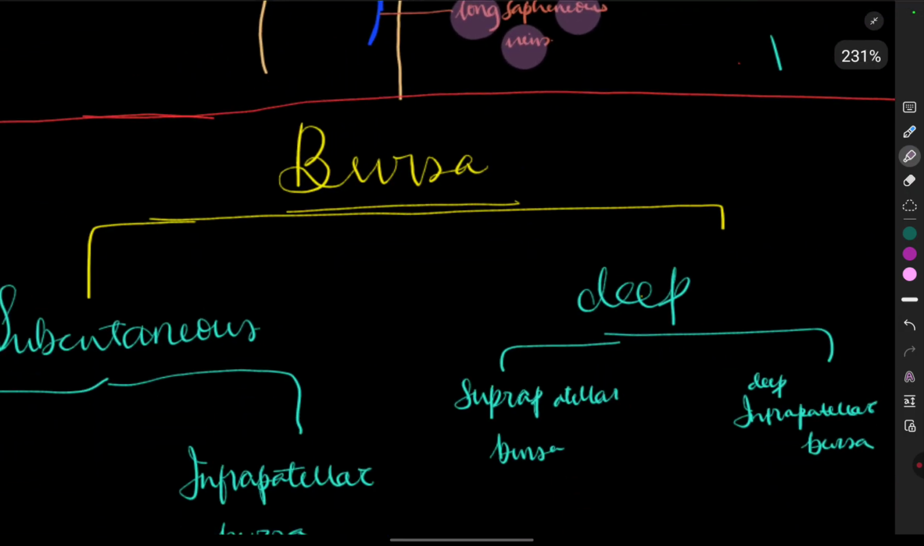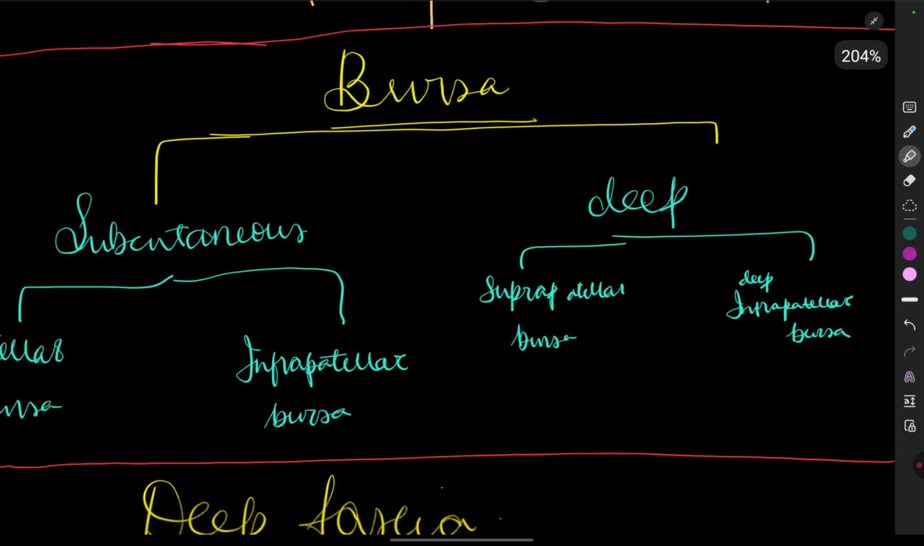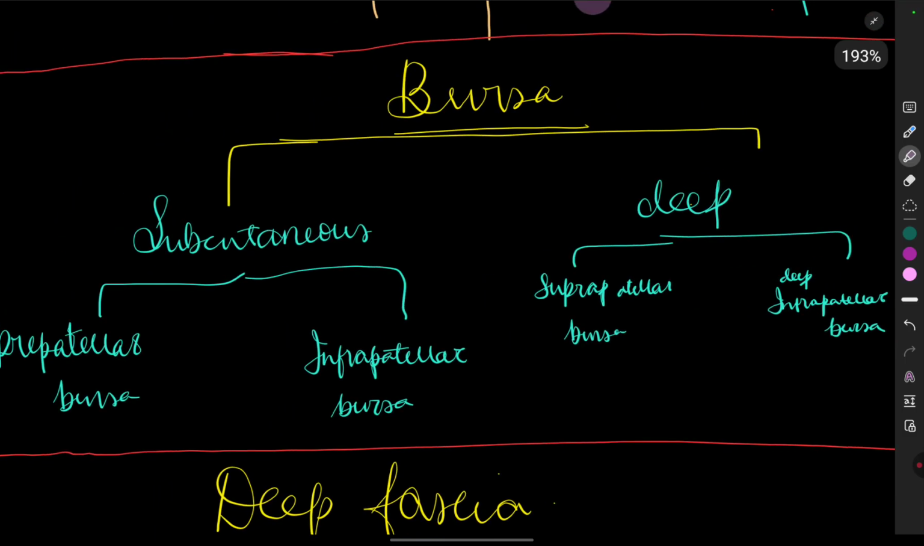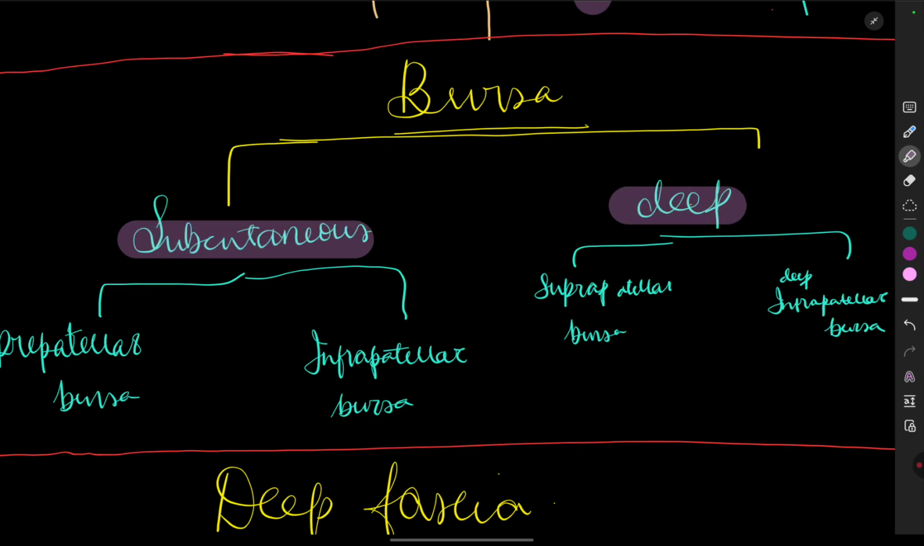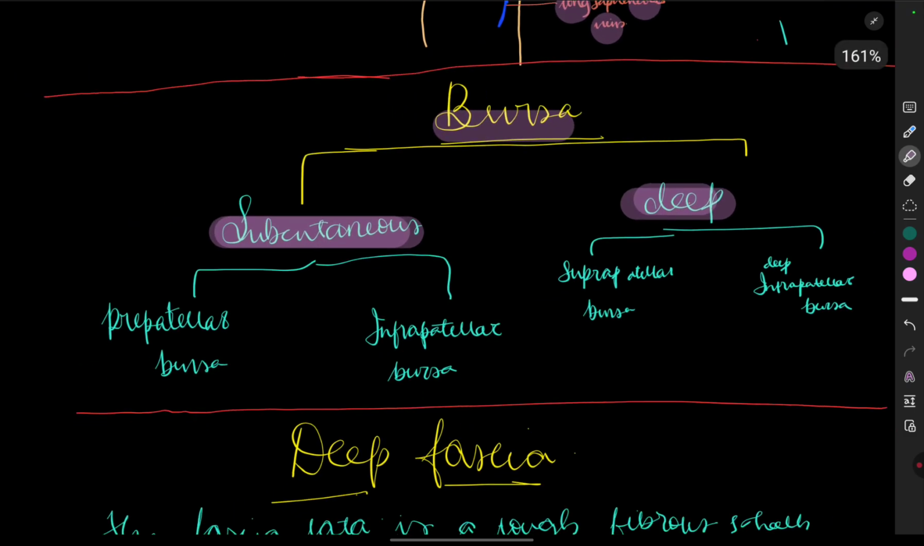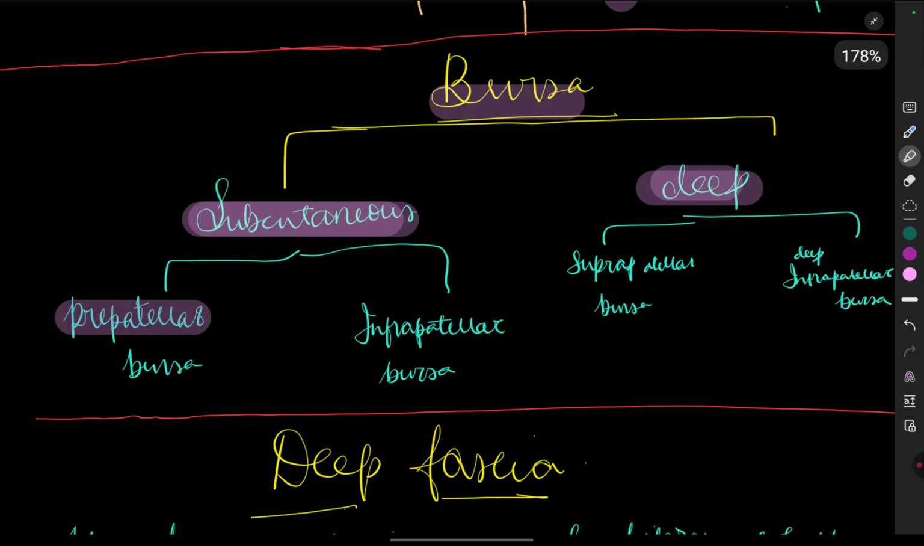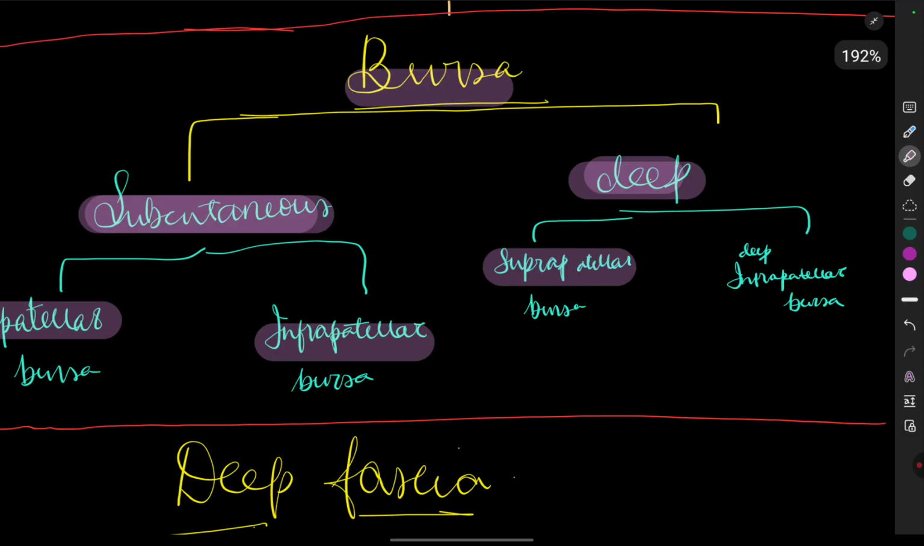Okay, so we are done with the lymphatics. Now come to the bursa. The bursa is divided into the subcutaneous bursa and the deep bursa. You remember in the introduction to the lower limb, I had already told that the knee joint is a very complex joint and it contains 12 bursa. The main bursa are divided into the subcutaneous bursa and the deep bursa. The subcutaneous bursa are the prepatellar bursa and the infrapatellar bursa, and the deep bursa are the suprapatellar bursa and the deep infrapatellar bursa.